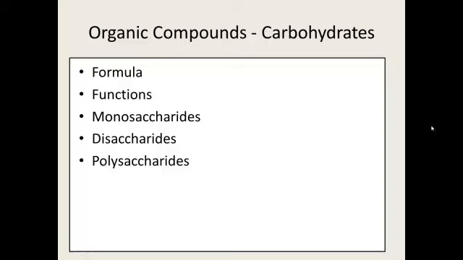Now that you have the basics of organic chemistry, let's talk about our four major groups of organic molecules: carbohydrates, lipids, proteins, and nucleic acids. We're going to start out with carbohydrates.